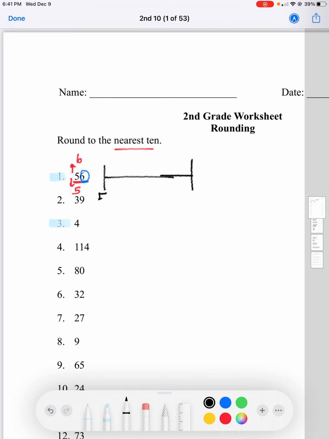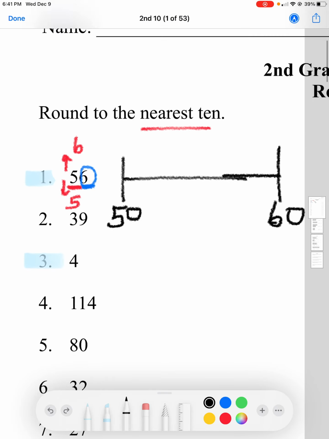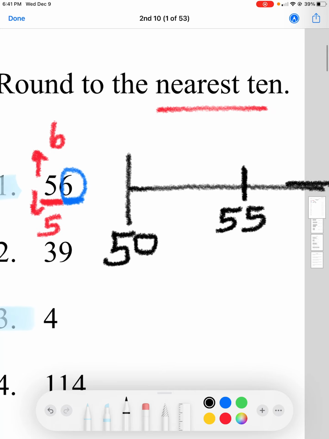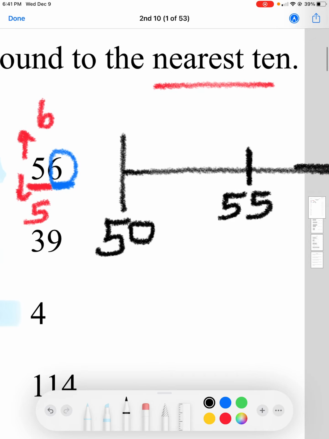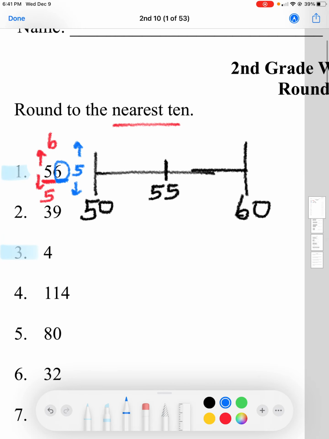So we have 50 and then 60 because that's the numbers we're working with right here. And then we'll put 55 right in the middle. Because remember, whether we round up or down depends on whether the number is bigger than 5 or smaller than 5. So this number right here, if it is bigger than 5, we're rounding up. If it is smaller than 5, then we're rounding down. So we'll put 56 right here.